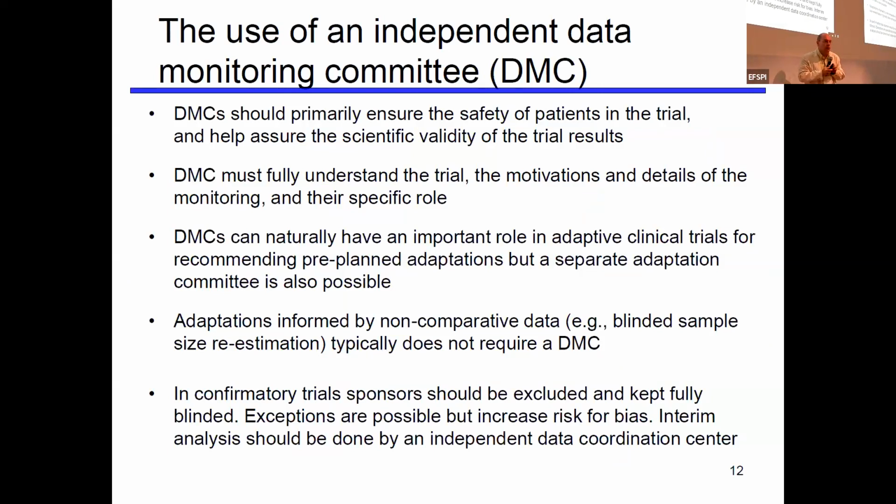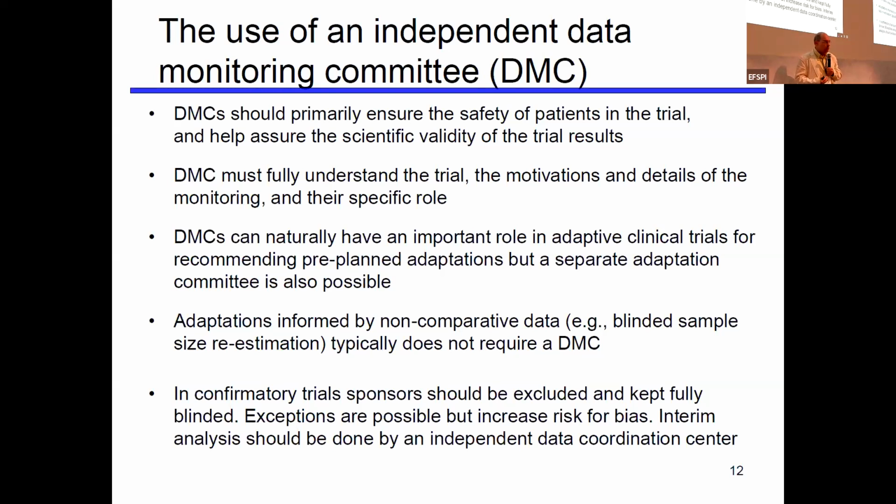And what I'm going to do now is to focus on a few special topics, four of them, starting with monitoring standards. In many of our phase 3 trials, and I'm focusing on phase 3 trials now, of course, we have DMCs already set up to ensure the patient safety and help assure the scientific validity of the trial results. And by definition, DMCs are set up so they fully understand the trial, the motivations, the details of the monitoring and their own specific role. So it would be very natural for the DMC to take on this additional responsibility of recommending the adaptations according to the pre-specification in the protocol.